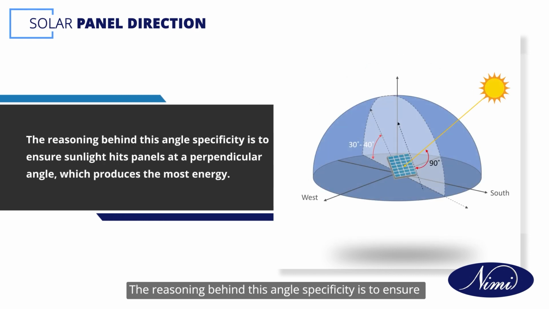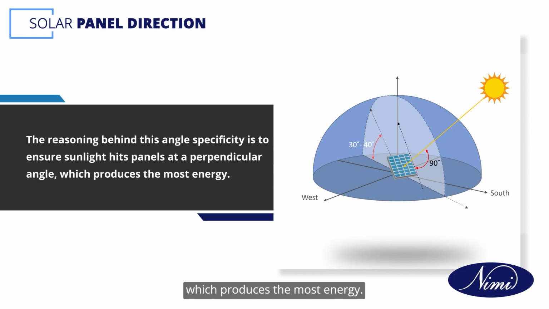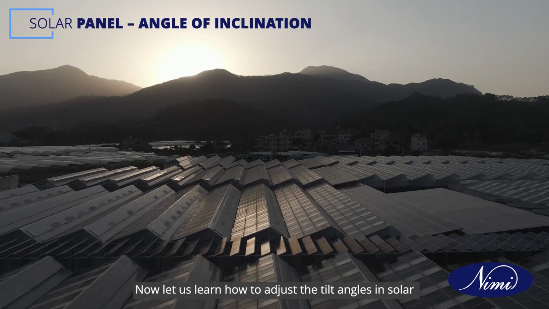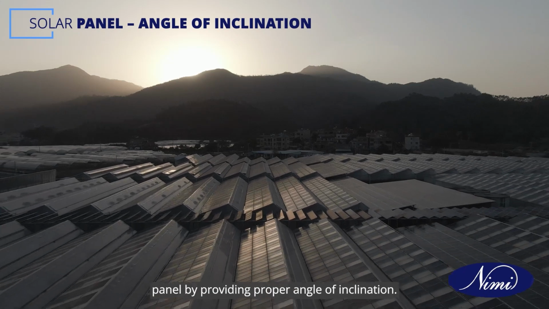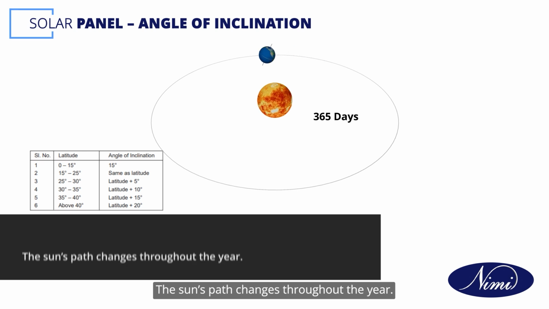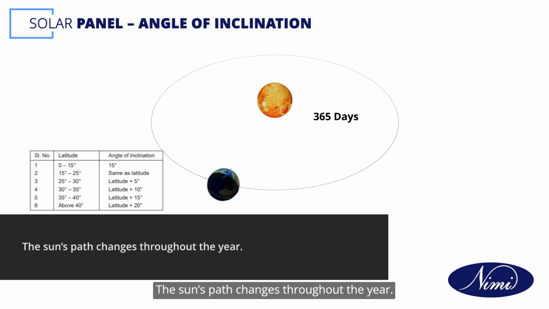The reasoning behind this angle specificity is to ensure sunlight hits panels at a perpendicular angle which produces the most energy. Now, let us learn how to adjust the tilt angles in solar panel by providing proper angle of inclination. The sun's path changes throughout the year.